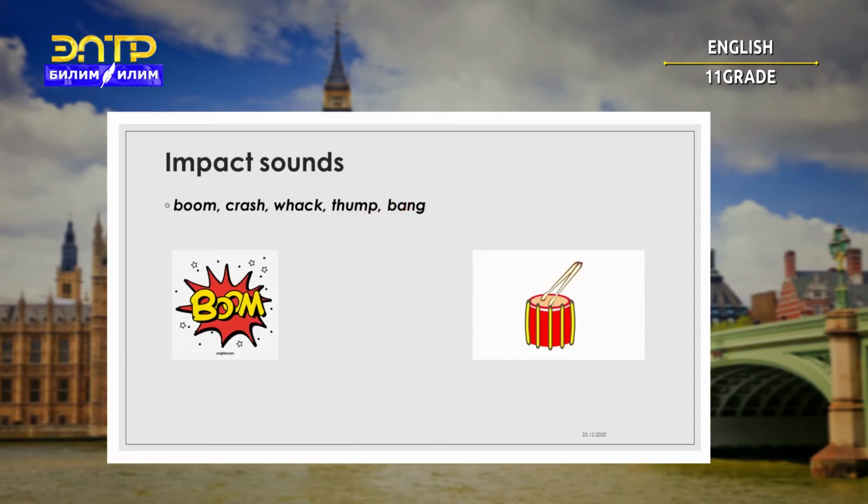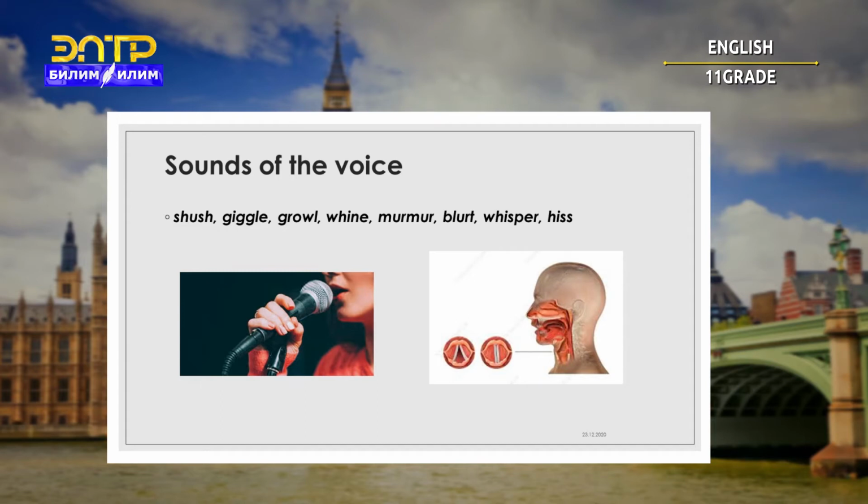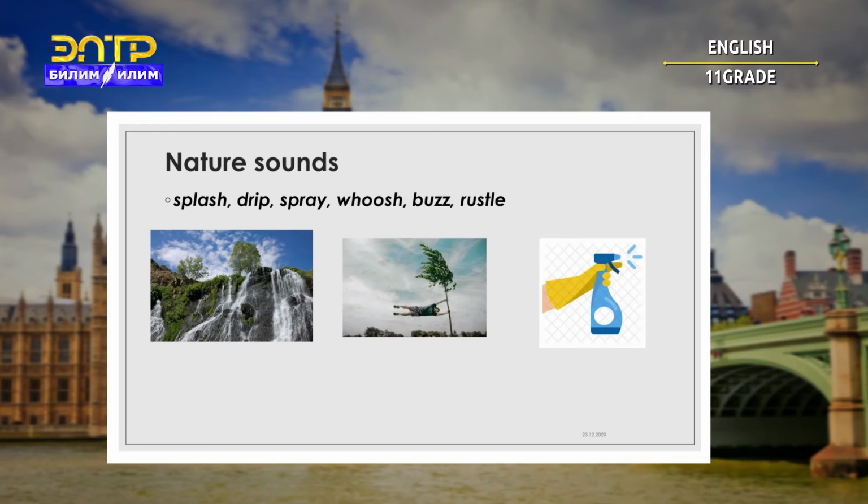Impact sounds like boom, crash, whack, thump, bang. Sounds of the voice: shh, giggle, growl, whine, murmur, blurt, whisper, or hiss. Nature sounds like splash, drip, spray, whoosh, buzz, rustle.